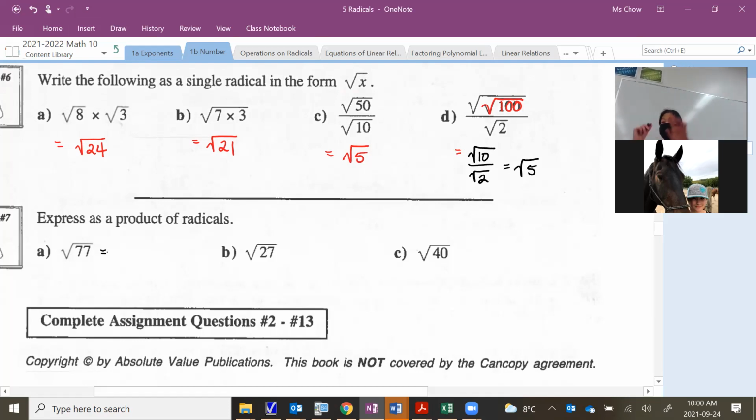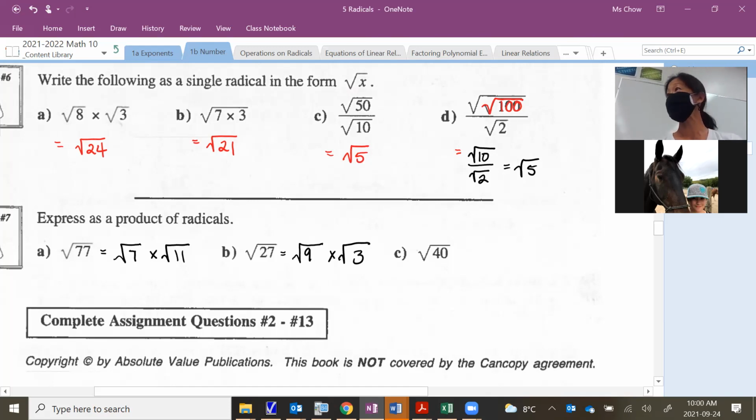Okay, square root of 77. If I want it as a product, root 77 is the same as the square root of what times the square root of what? Yeah, root 7 times root 11. Perfect. Root 27 is the same as root what times root what? Root 9 times root 3. Love it.